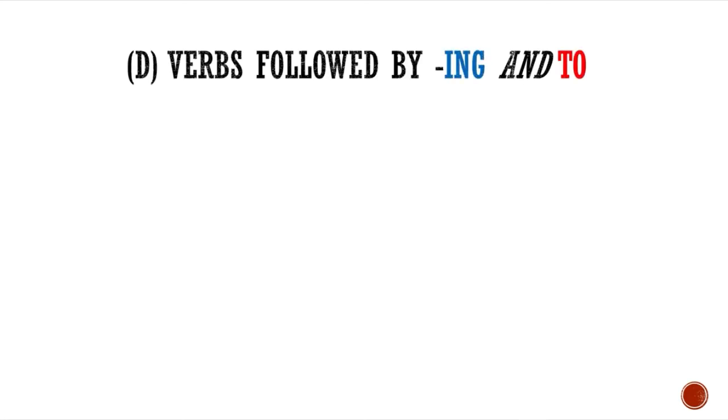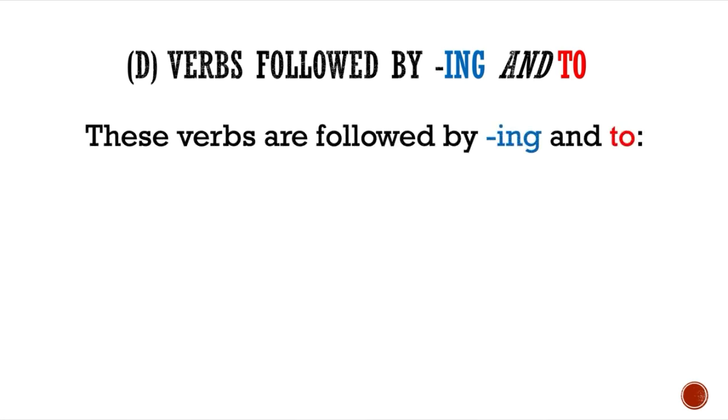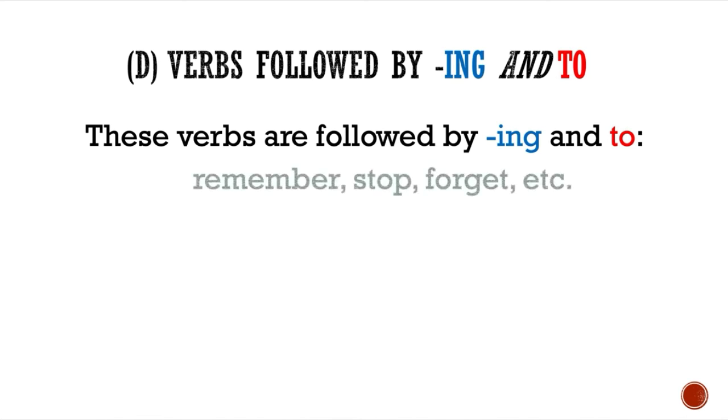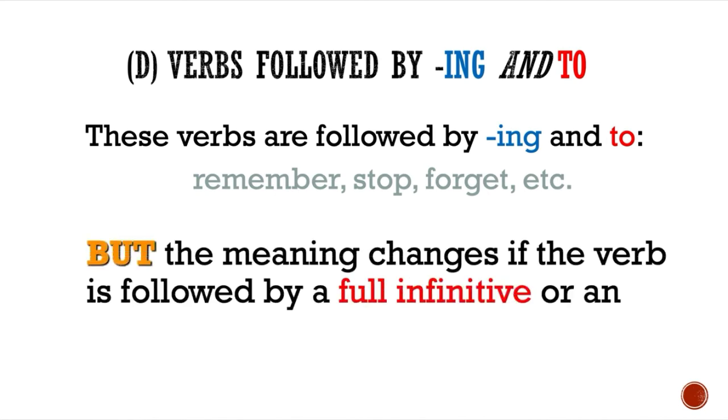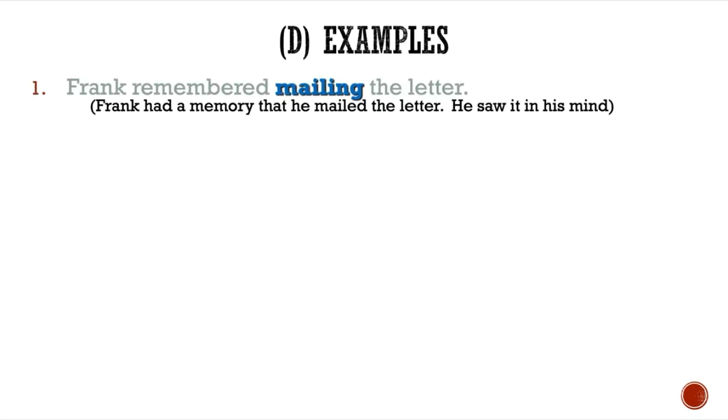Group D, verbs followed by ing verbs and to verbs. These verbs are followed by ing and to verbs, like remember, stop, forget, etc. But the meaning changes if the verb is followed by a full infinitive or an ing verb. Pay attention. So let's take a look at these examples.